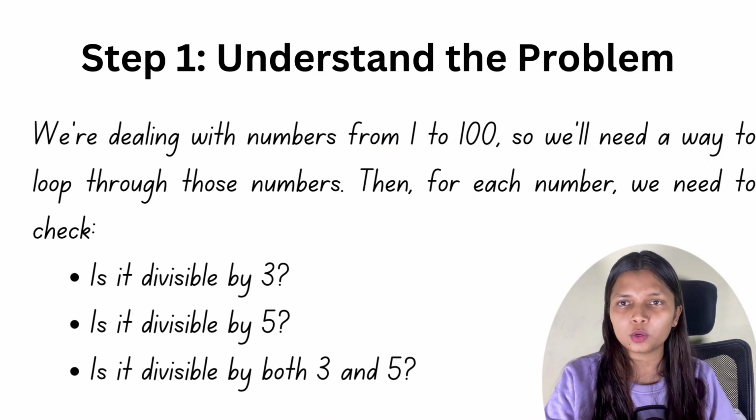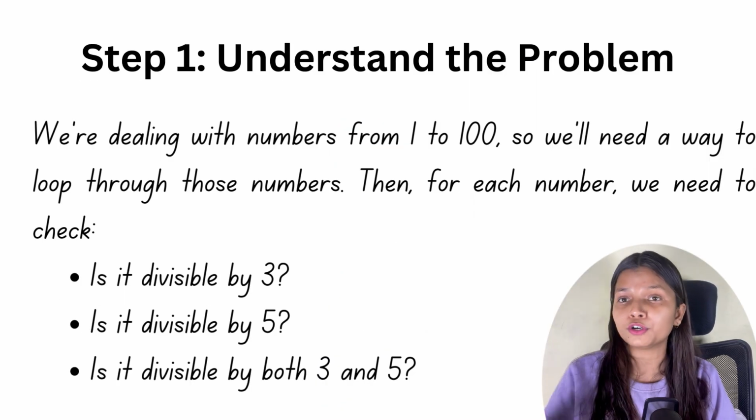We know the starting value, ending value, and we know that if I wanted to print the entire list of numbers, I have to use loops for this purpose. And there are 3 conditions: is divisible by 3, is divisible by 5, and is divisible by both.